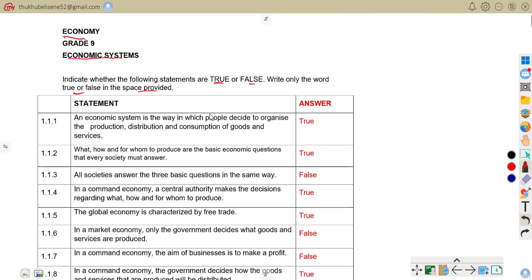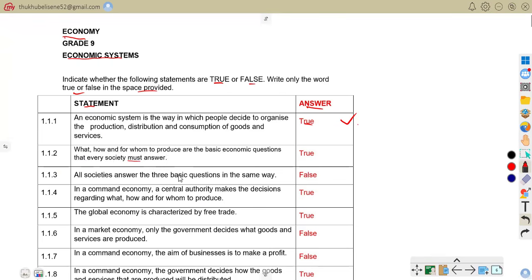So it says 1.1. Here we have statements and then we're going to have answers. An economic system is the way in which people decide to organize the production, distribution, and consumption of goods and services. So that is true. An economic system explains how goods and services are produced and distributed as well. So the correct answer is true. What and how and for whom to produce are the basic economic questions that every society must answer.